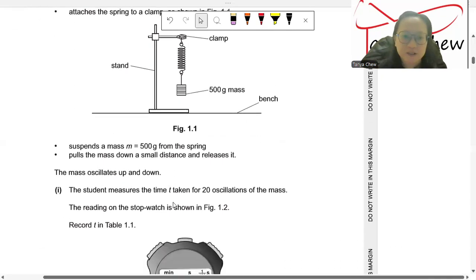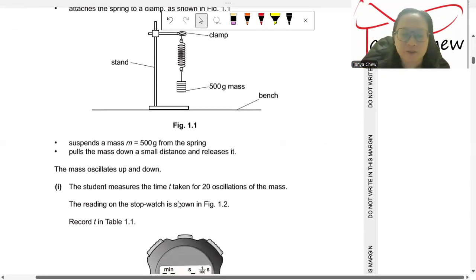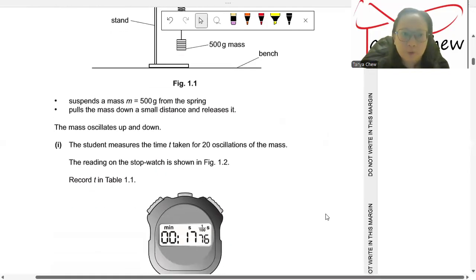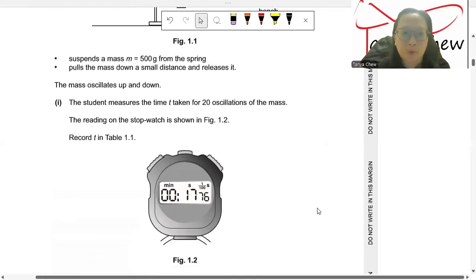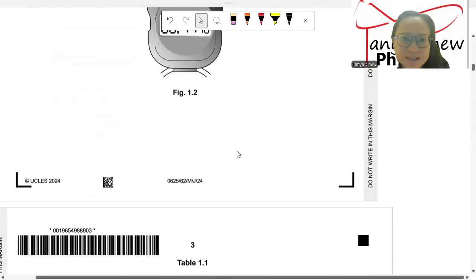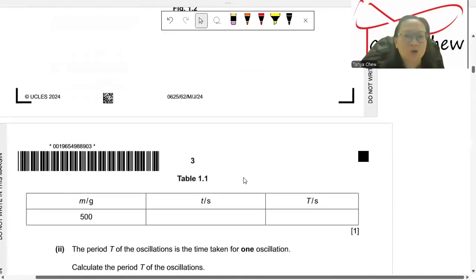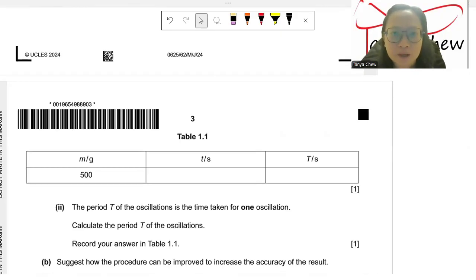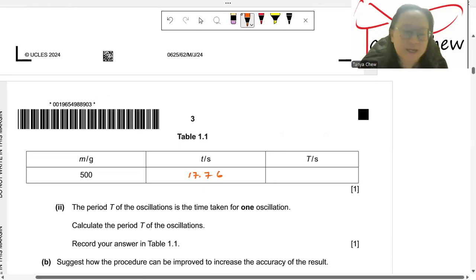The mass will oscillate up and down, and the student measures the time t taken for 20 oscillations of the mass. The reading on the stopwatch is shown in Fig 1.2. Record t in table 1.1. 17.76 seconds is the value of t. So I am going to write here 17.76 is the value of the time for 20 oscillations.